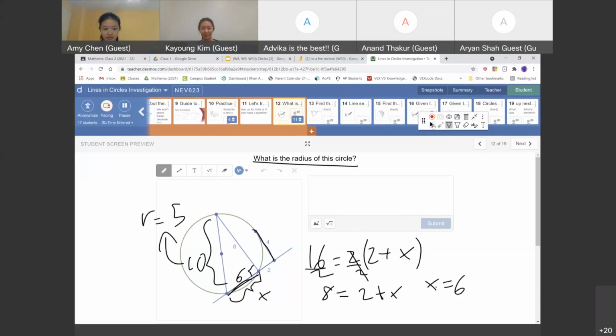Wait, how'd you get to 16? Oh, because you have to square this side length. This side length squared equals 2 times the whole side length. It's the power of a point. Oh, yeah. Okay, let's go to the next one.